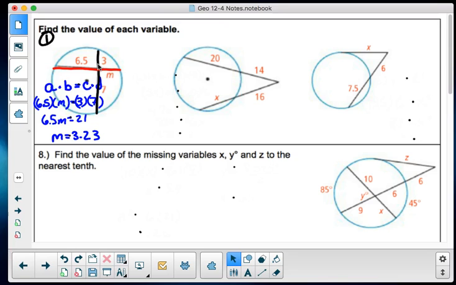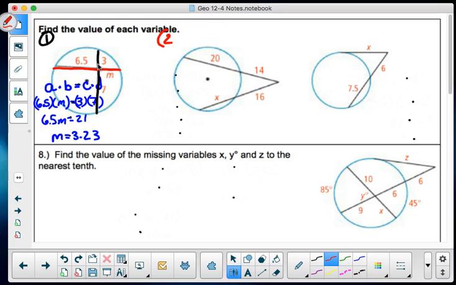Okay, and I'm just going to double check that on my calculator. I've got 21 divided by 6.5, and I've got 3.23. And the next one, problem 2, hopefully you've shut me off and I'm coming back. Remember, it's outside times the entire length.